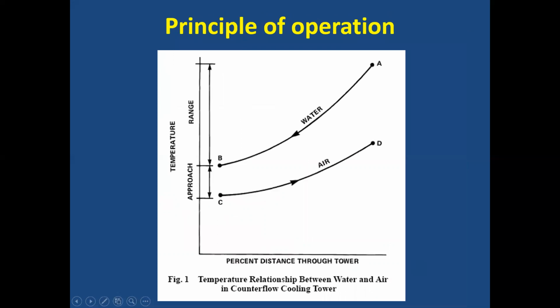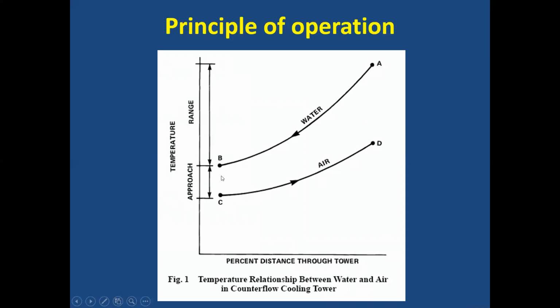As far as the principle of operation is concerned, there are two fluids used in the cooling tower: water, which is being cooled, and the air, which acts as the cooling medium in the cooling tower. So these are the temperature variations. Water flows from top to bottom, where the water temperature continuously decreases, and at the same time the air moves from bottom to top, where the air temperature continuously increases.